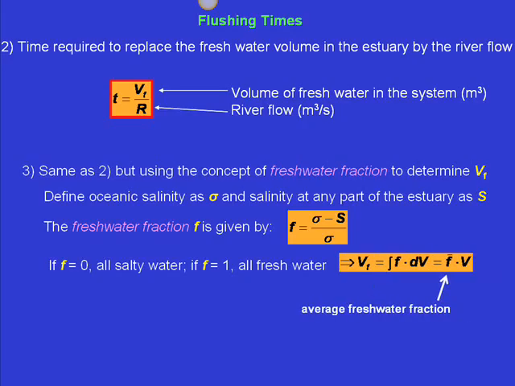Then the freshwater volume in the system is the integral of the freshwater fraction throughout the volume of the entire system. Or you can approximate it by an average freshwater fraction of the system multiplied times the volume of the system. Can you imagine that this is a relatively easy calculation to do? And you might not even need to make measurements. All you need to know is the volume of the system, of the estuary, and this freshwater fraction.